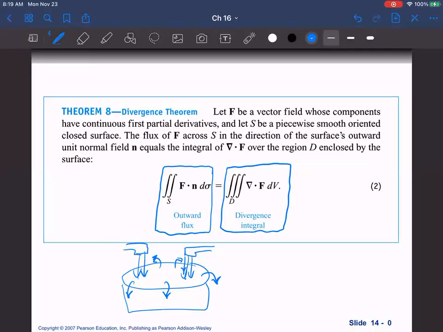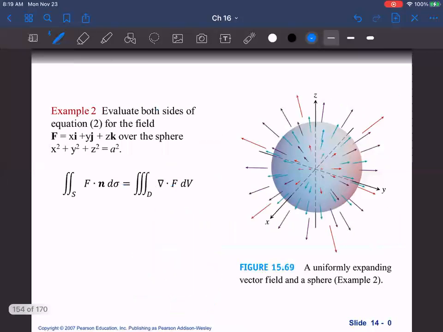We can either count up around the outer edge or count up through the whole volume, and you pretty much do whichever one is going to work out and has some kind of symmetry or works better for you. So taking a look here, it says for us to evaluate both sides of this equation, we want to find this over the sphere x squared plus y squared plus z squared equals a squared, and we're looking at that function there that is diverging out. We're going to do both of them, and then you can decide for yourself which one turned out to be easier.